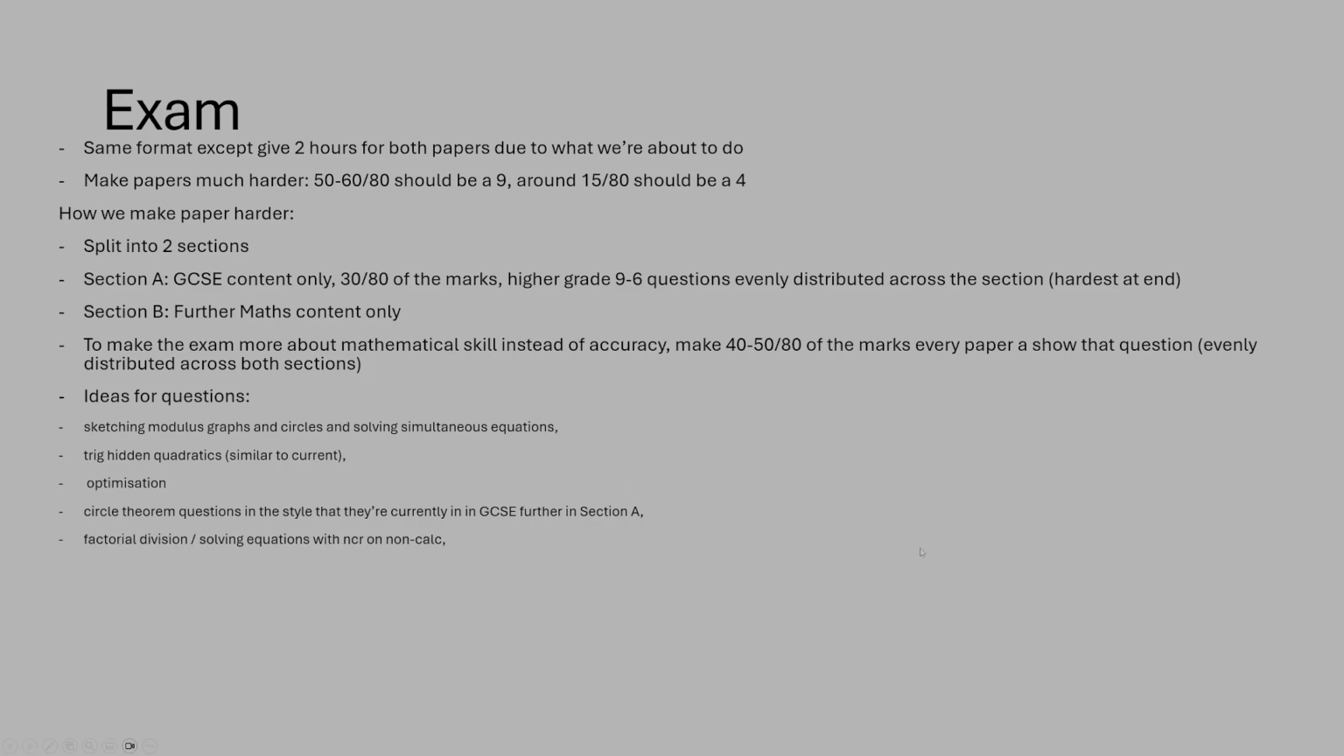And factorial division, solving equations with n choose r, non-calculator. I've already explained stuff like this. Because n choose r is something you have to be familiar with the formula for in the new course, you're going to be able to solve equations like n choose 5 equals 42, what is n, or something like that. Or maybe that's a bit too difficult, but my point still stands.